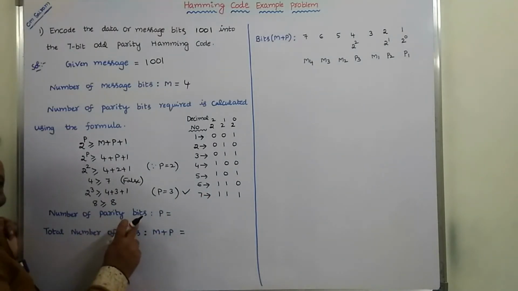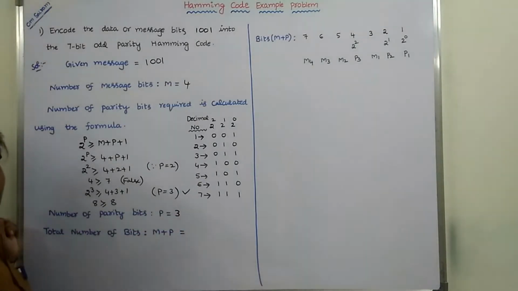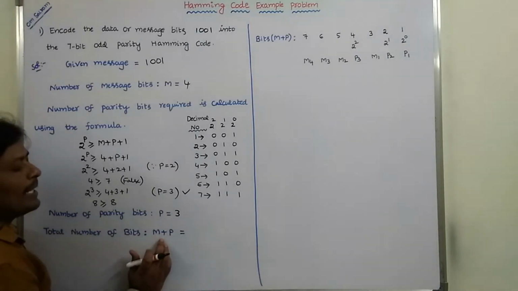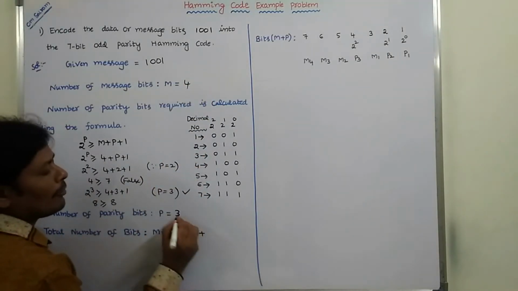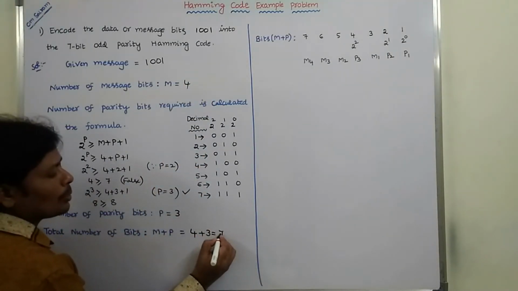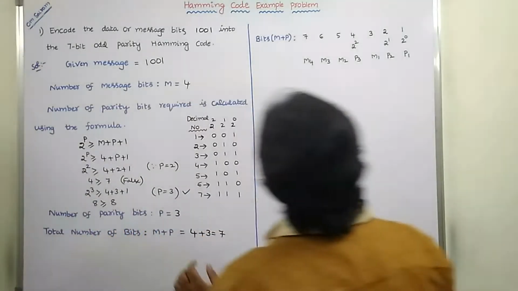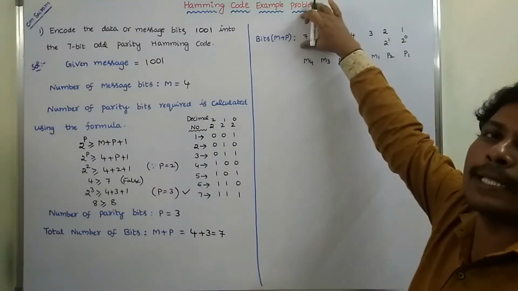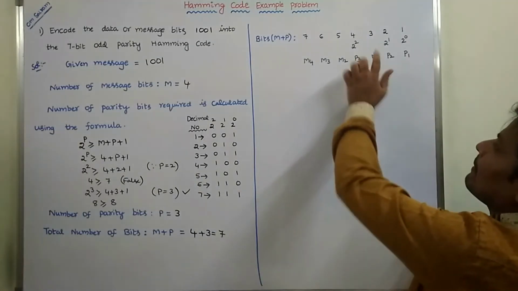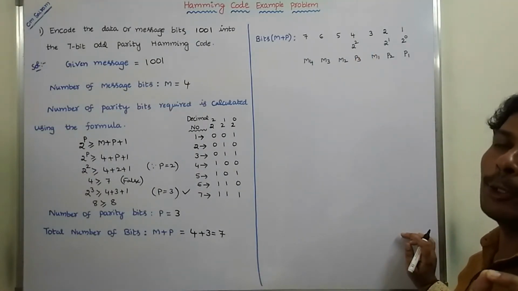So p is nothing but the number of parity bits. Number of parity bits is equal to 3. So the total number of bits is the number of message bits plus the number of parity bits. Number of message bits is 4 and number of parity bits is 3. That is, the total number of bits is 7. Now these 7 bits can be represented from 1 to 7. This is LSB and this is MSB. In these 7 bits, parity bits are located at the bit positions at powers of 2.